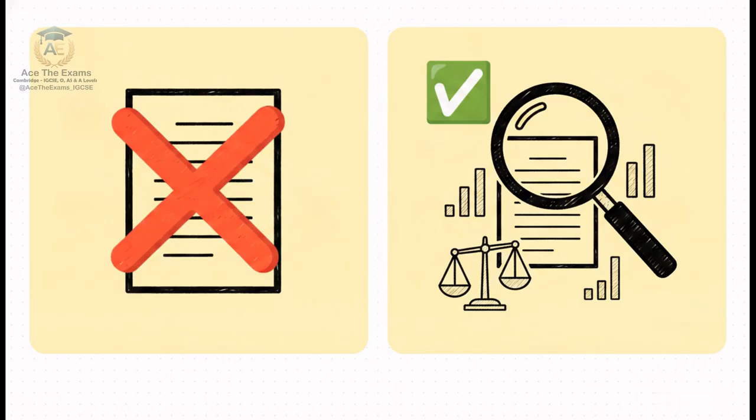But a top candidate? They employ a time management matrix, they quickly decode the command word, they apply the PEEL framework, and they demonstrate deep critical thinking. They question assumptions in the data, they consider different perspectives, and they fiercely justify every single decision they make with hard evidence pulled straight from their pivot tables. That evaluative thinking is exactly how you unlock the very top mark bands.